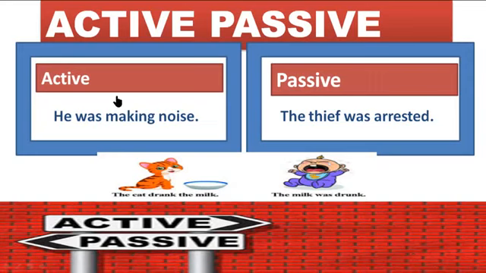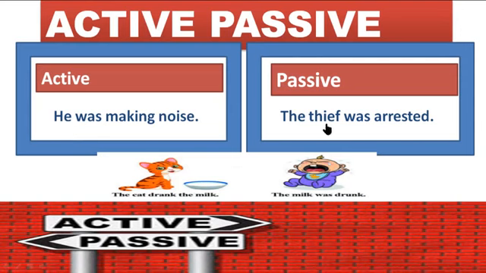Hello students, today we are going to discuss active and passive sentences. To know the main difference between the active and passive sentences, we will see these two sentences. The first sentence is, he was making noise. Who was making noise? He. The sentence is starting from a subject which is taking the action. That means the sentence is active.